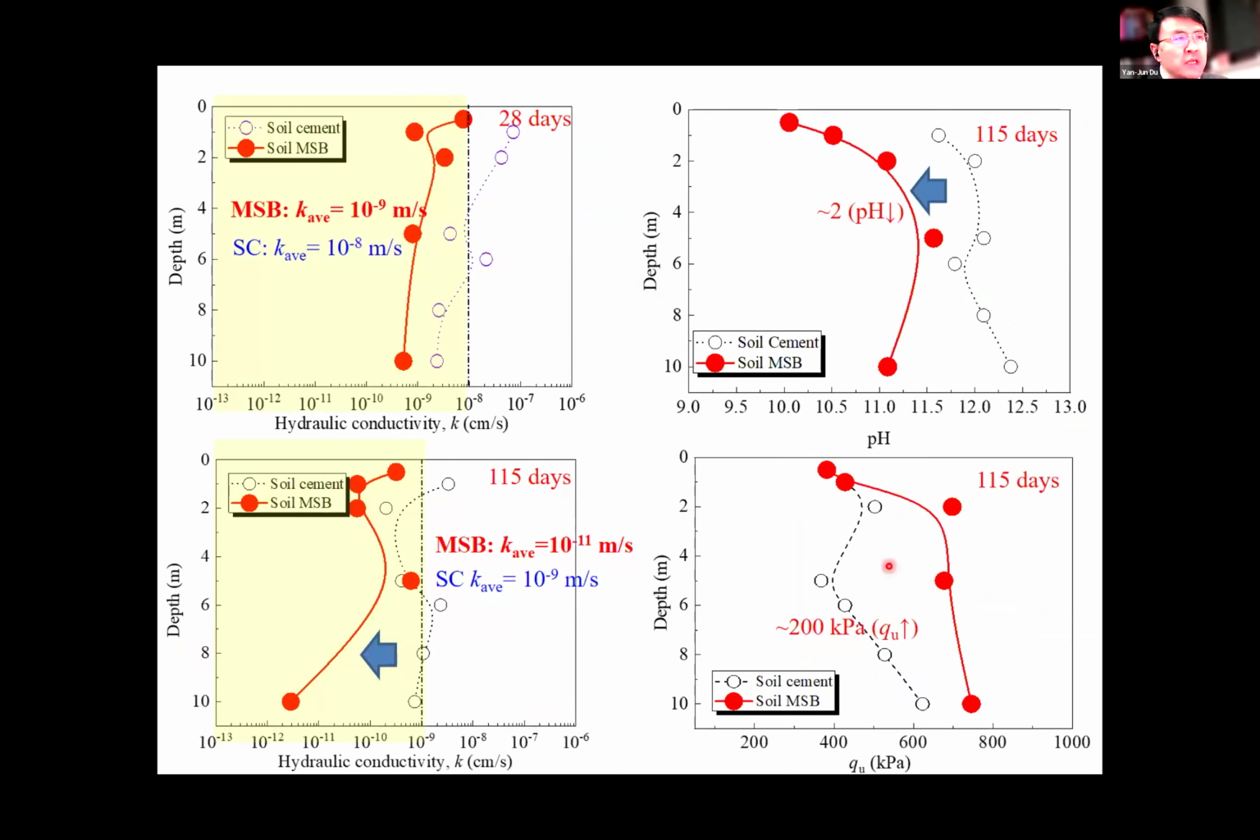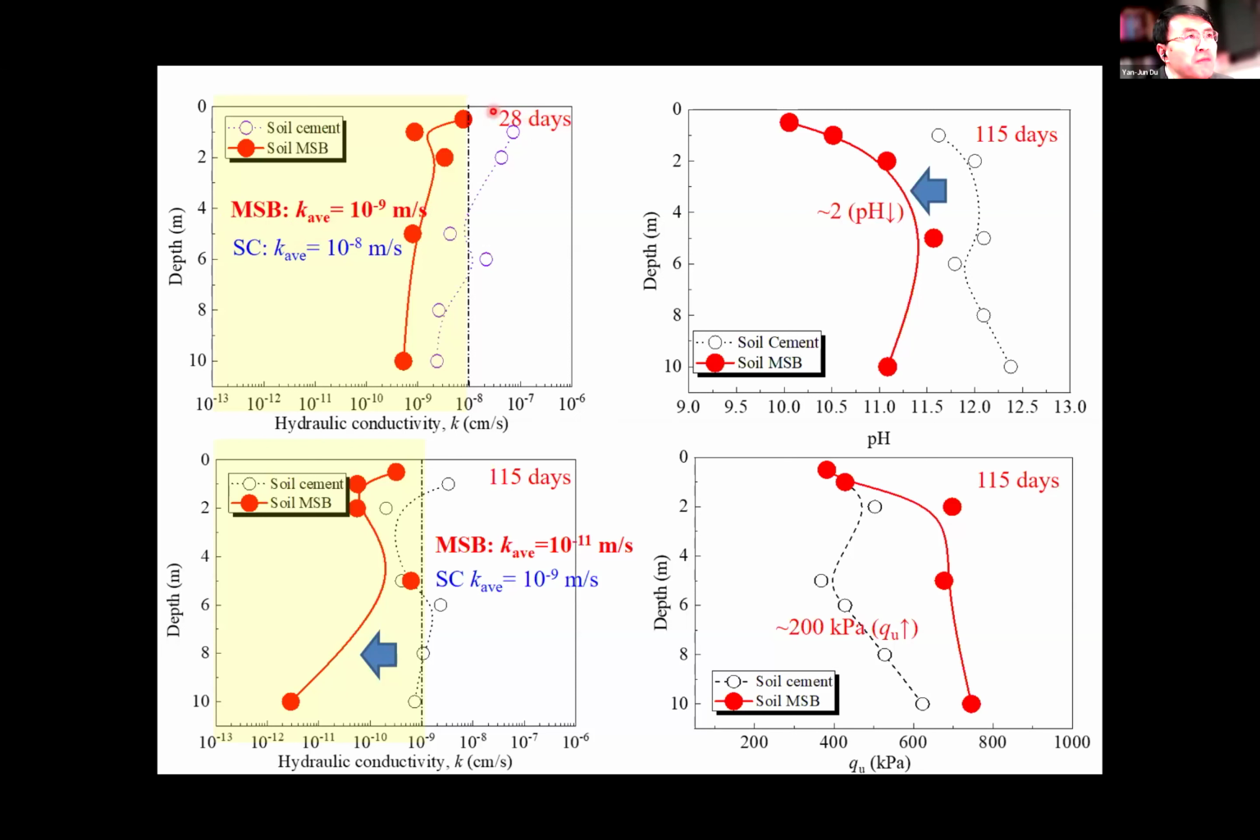We sampled the mixed wall and sent it to a laboratory, and we conducted K tests to see the difference between the K value of the MSB and the K value of the soil cement.